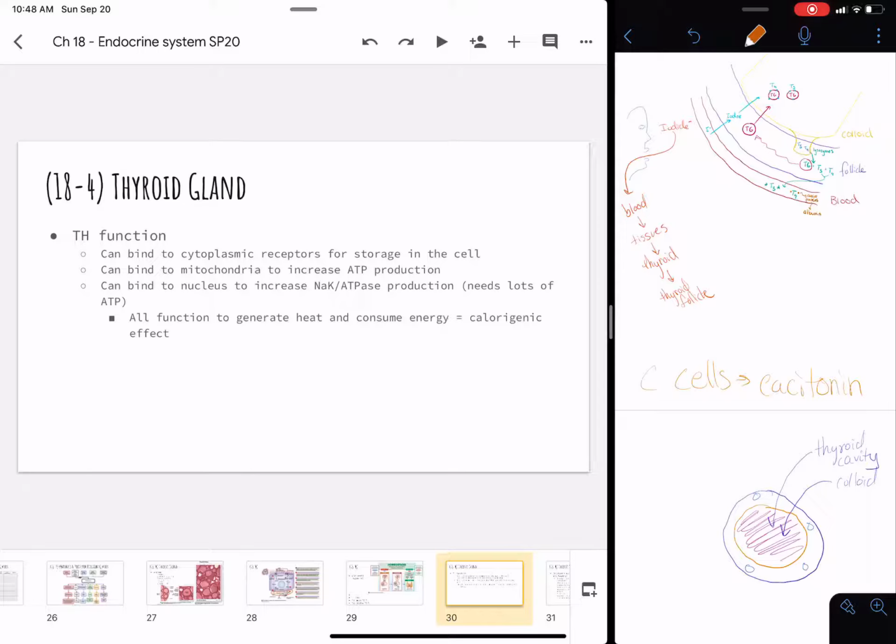which is a really important function for many cell pathways. In general, the thyroid hormone usually increases metabolism and increases generating heat and increases using calories or using energy stores to make more ATP and then burn that ATP.